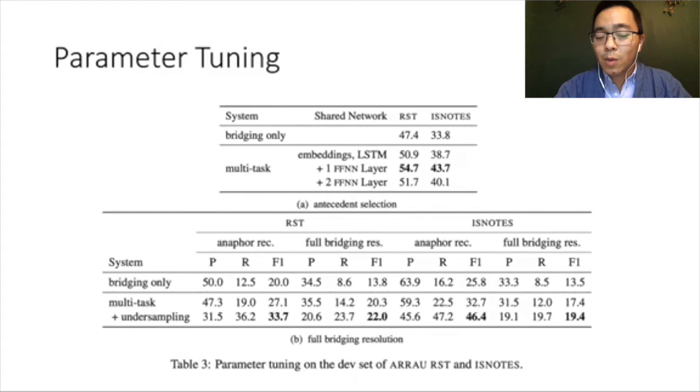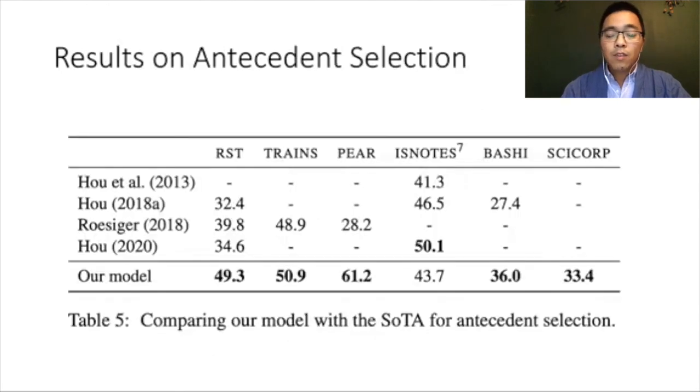So we did some undersampling on the coreference part of the corpus. So we randomly filtered out some of the examples from the coreference part of the training data. And then after we did this undersampling, the recalls for both anaphora recognition and full bridging were largely improved. As a result, the F1 score also improved. And after we got our best settings, we further analyzed on more corpora. We evaluated on 6 major bridging corpora.